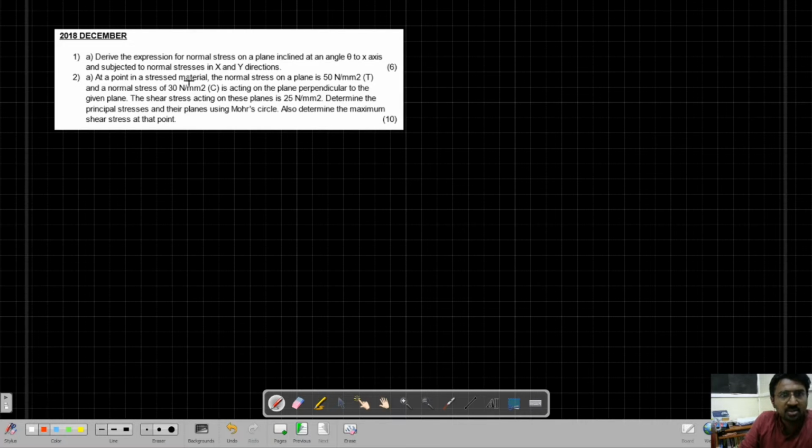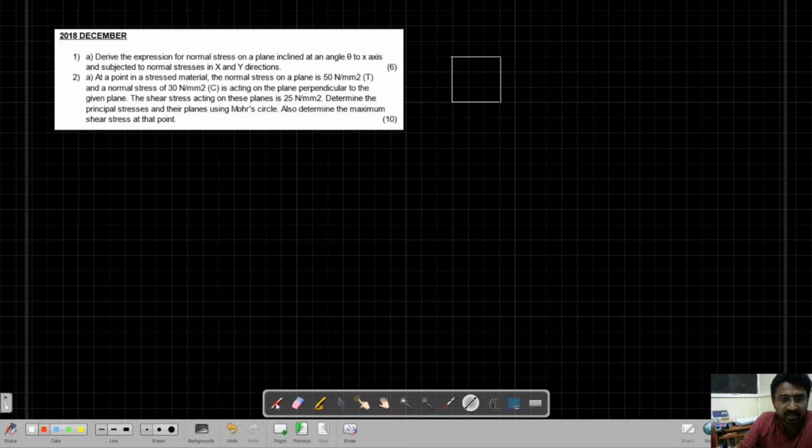At a point in a stressed material, the normal stress on a plane is 50 Newton per mm square, and normal stress of 30 Newton per mm square is acting on the plane perpendicular to it. So there are two perpendicular planes. One plane has 50 Newton per mm square. I hope students can recollect that 1 Newton per mm square is nothing but 1 MPa. So we will use the MPa convention for stress.